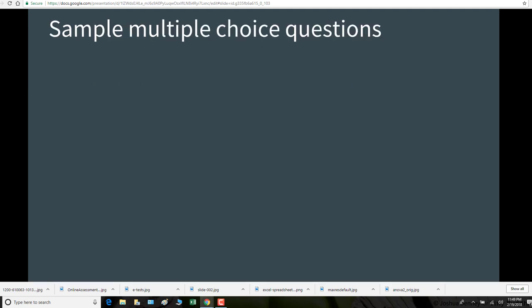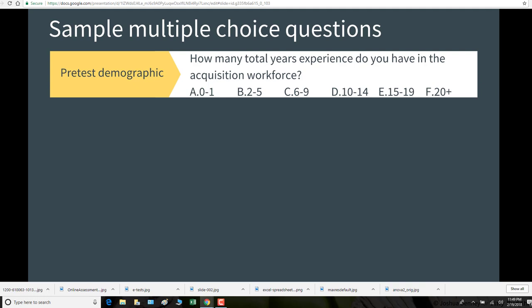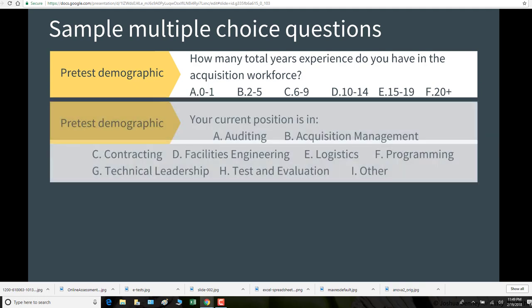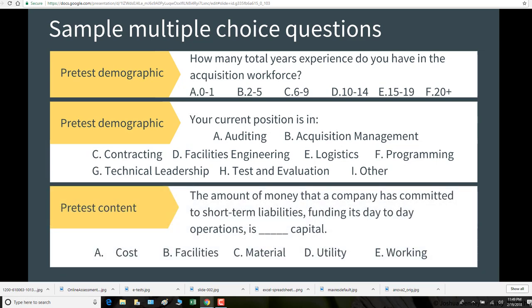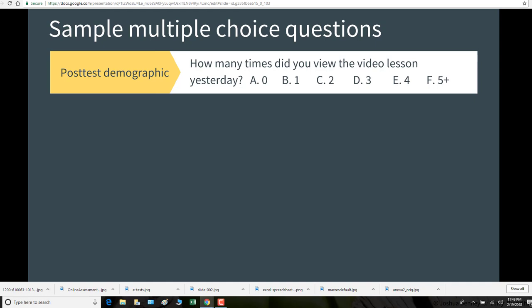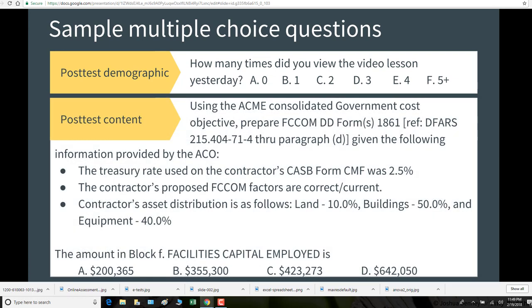Here are some sample multiple choice questions. There are two examples of pre-test demographic questions that will be asked of the students. There's also an example of a pre-test content knowledge question. Additionally, a post-test demographic question will be asked, as well as content knowledge questions.